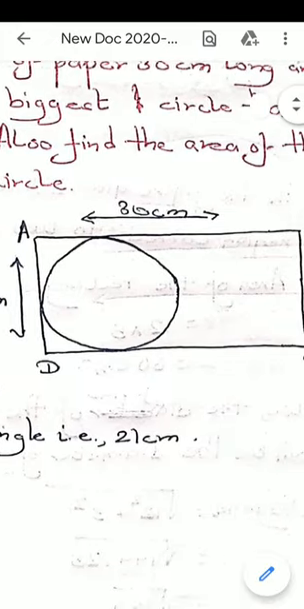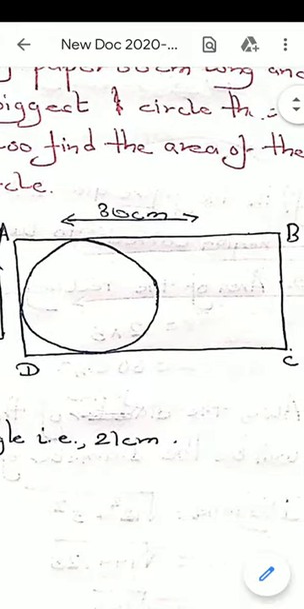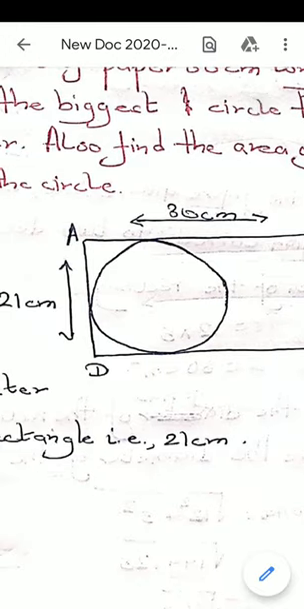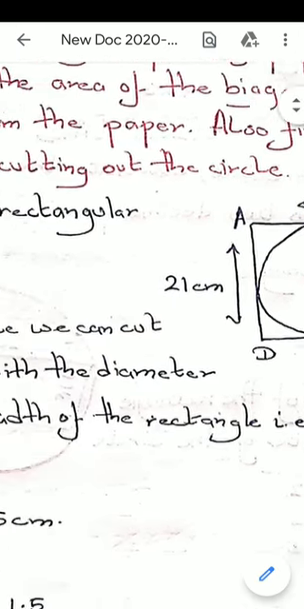So if you can see here, this will be the piece of paper. So length is 30 centimeter and breadth is 21 centimeter. In this case, we can only draw a circle whose diameter will be equal to its breadth, the largest circle that we can draw. Because if we draw a circle whose diameter is equal to the length of the rectangle, then it will go outside of the rectangle, which is not possible to cut out. So I hope you are clear.